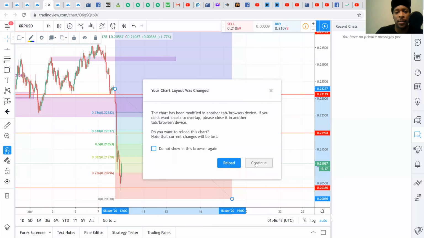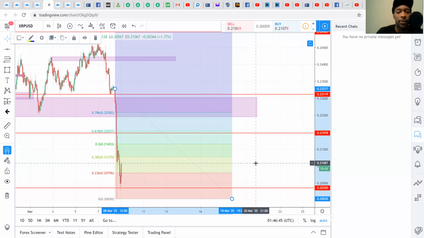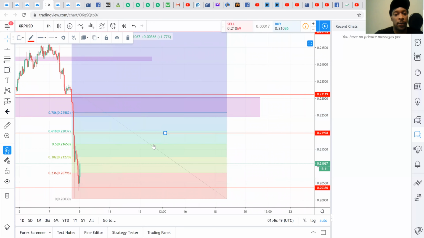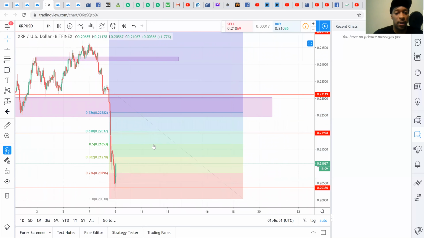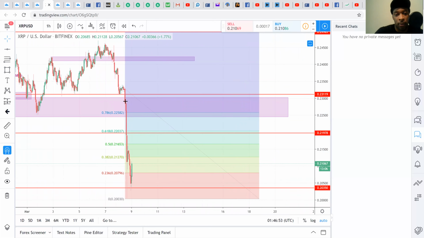So it's okay if it doesn't come back down and retrace. But overall, you know the trend is uptrend. And then you have XRP USD. So right now, this is a 1 hour chart. It's been dropping crazy over the weekend.